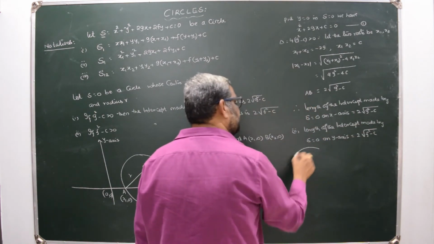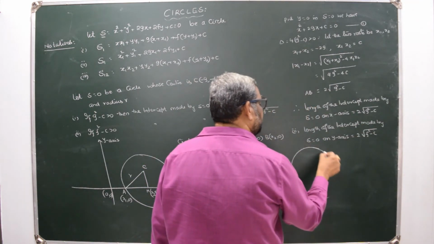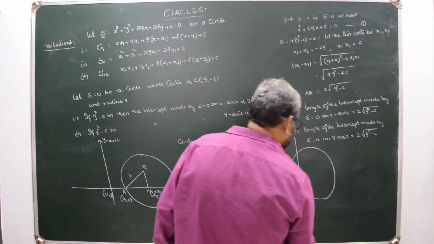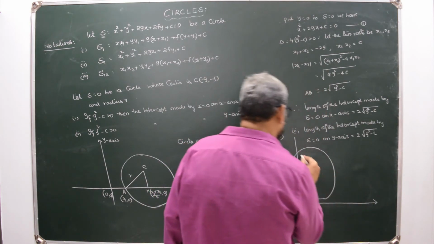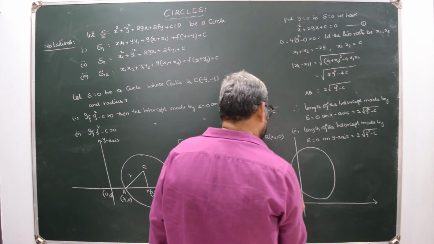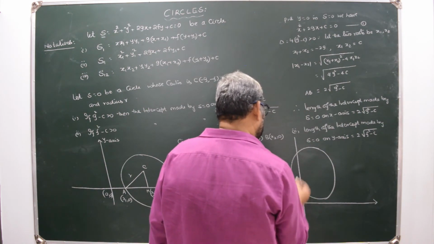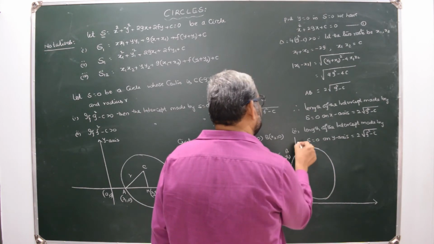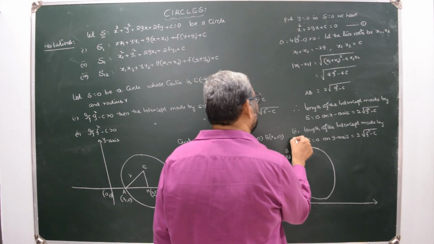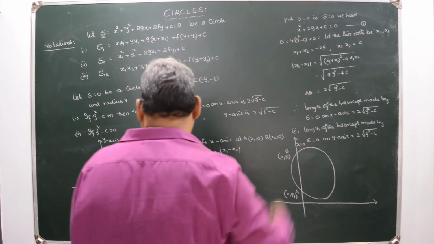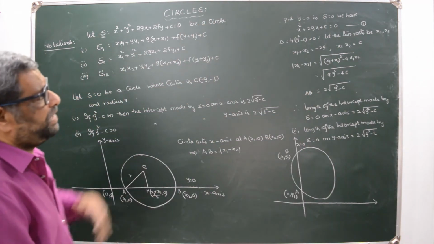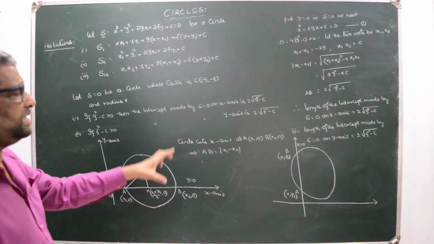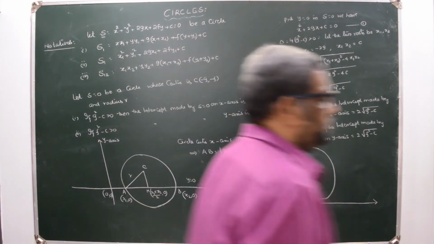You can take the circle like this and let this be the y-axis and let it be the x-axis. This is A (0, y1), B (0, y2). You can do by the same method. Put x equal to 0 in the equation, you will get a quadratic equation in y, and you will get this one. So this is about the y-intercept.